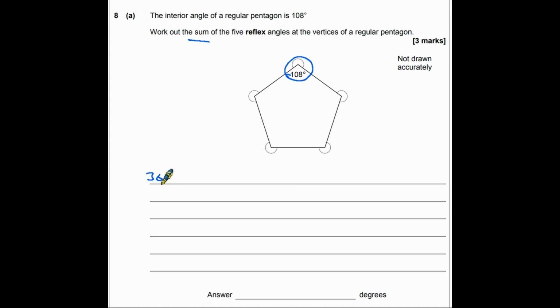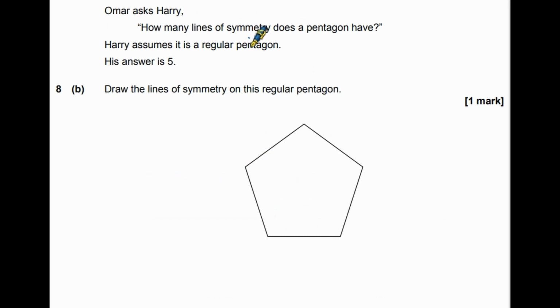So we have 360 degrees minus 108 degrees. That must mean that the exterior angle is 252 degrees. That is for one of the corners. There are 5 of them, so we simply have to multiply that one angle by 5, and the total we get is 1260 degrees. In 8b, we have a little conversation going on.